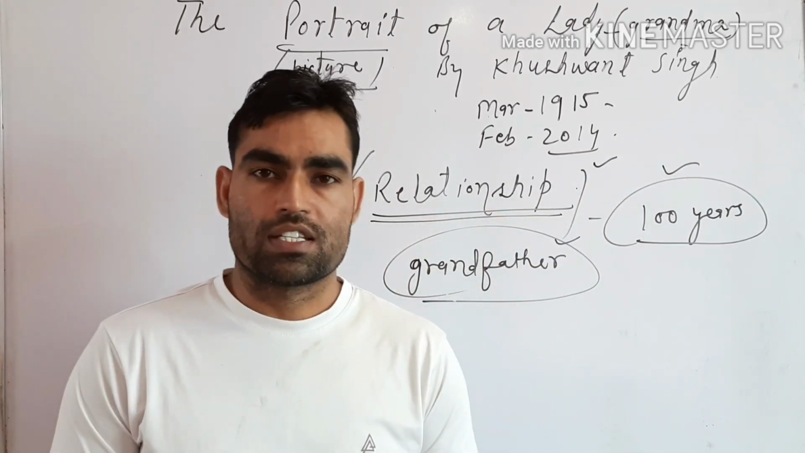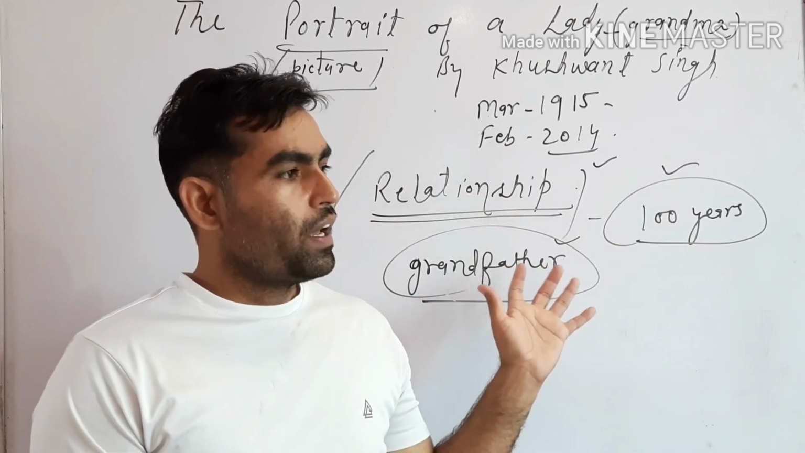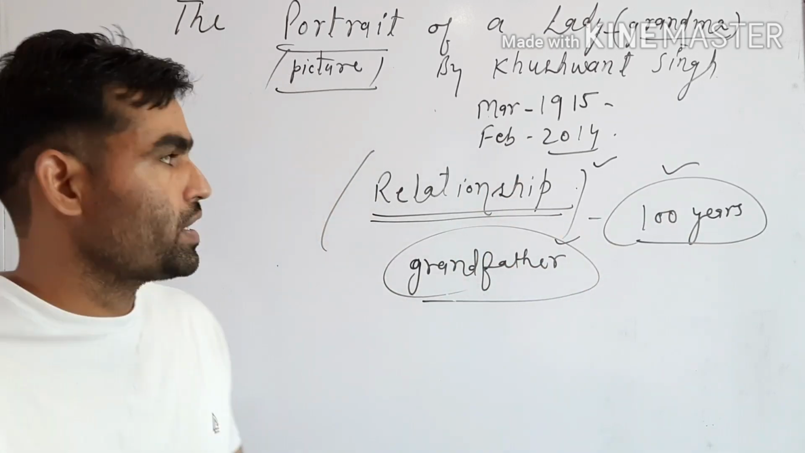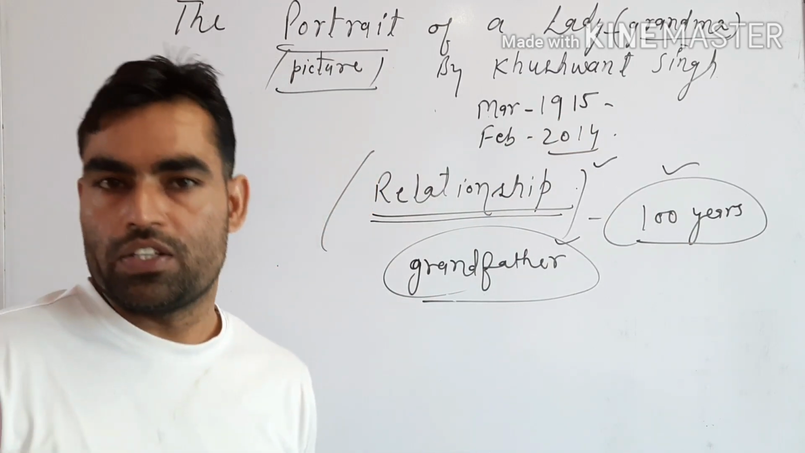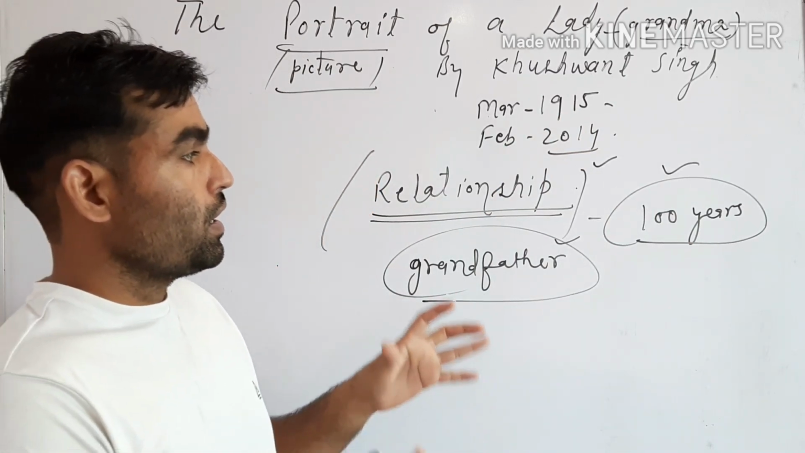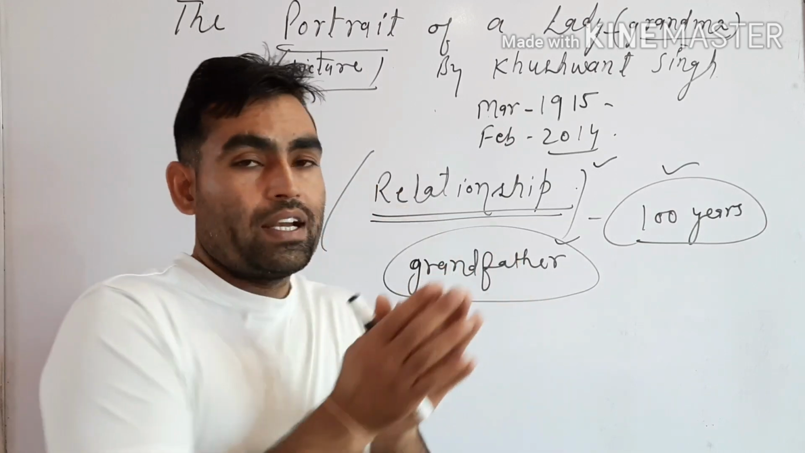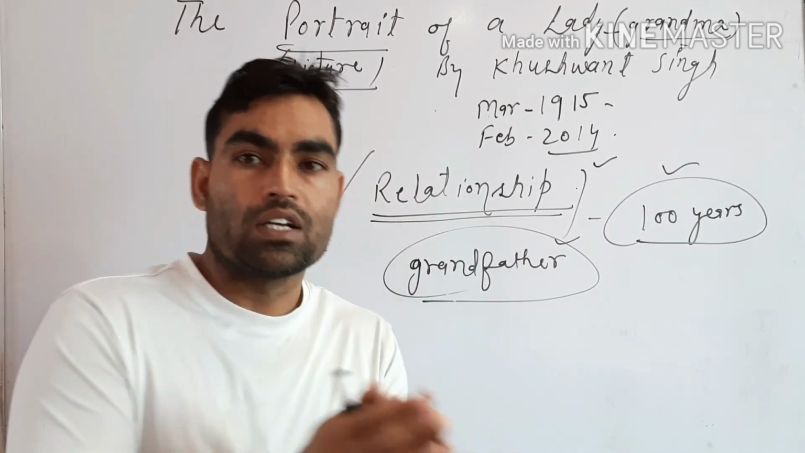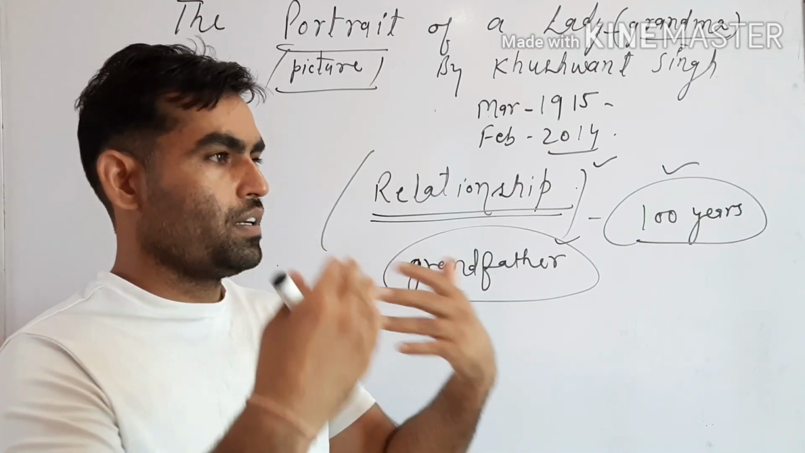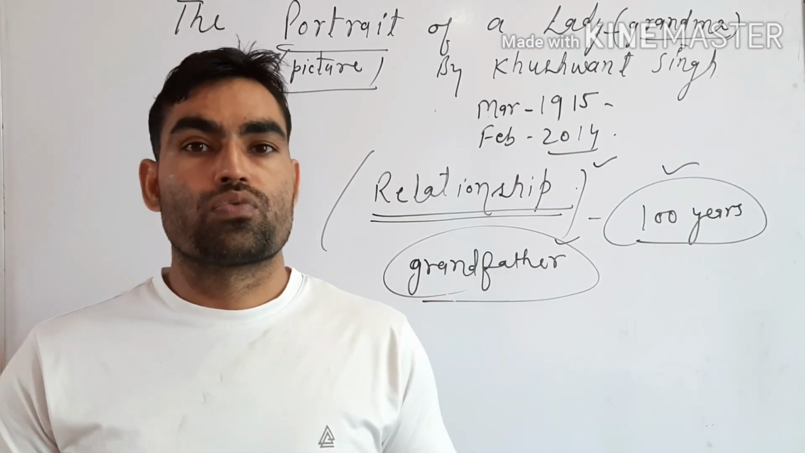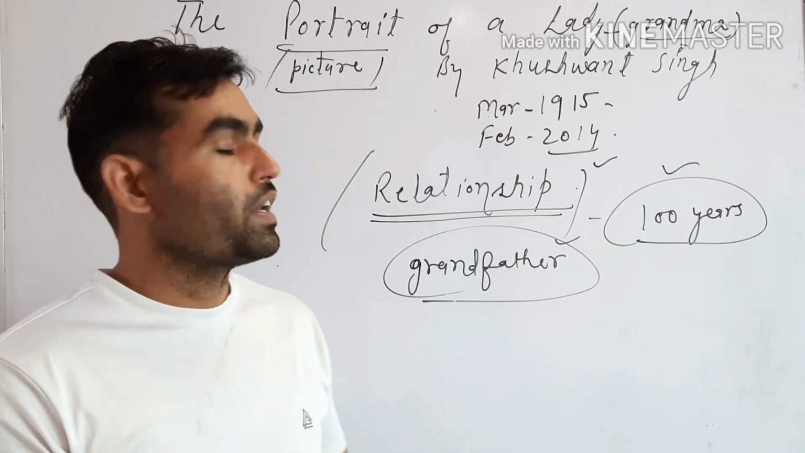When the story starts, the grandma and the author, Khushwant Singh, are living in a village, and the author's parents, his mother and father, are in a city, in the process of settling themselves down in the city.